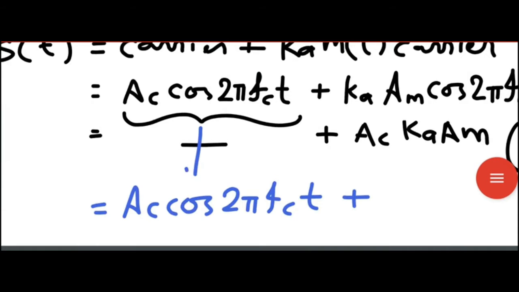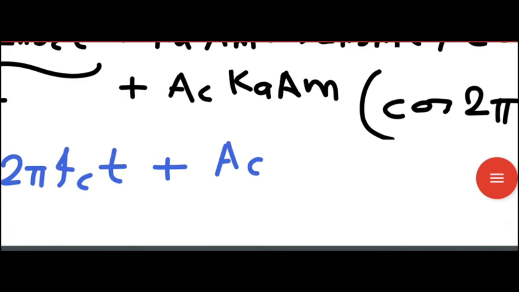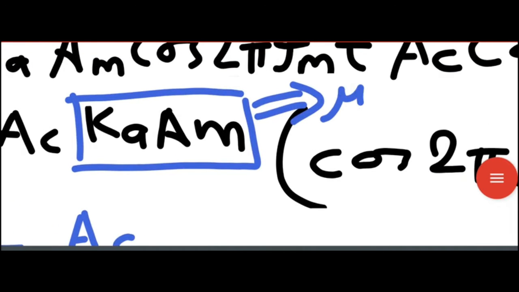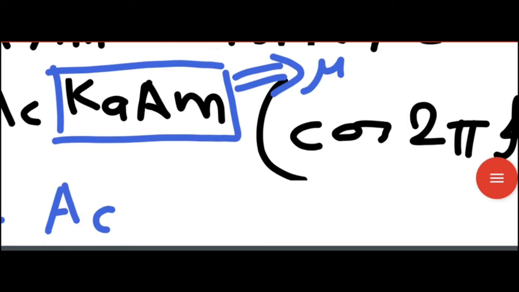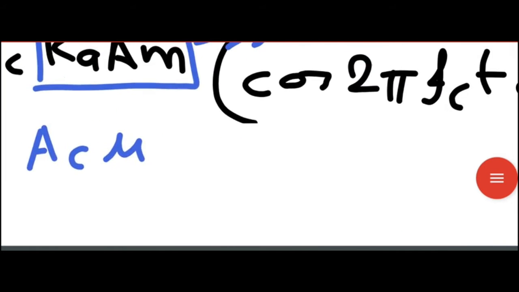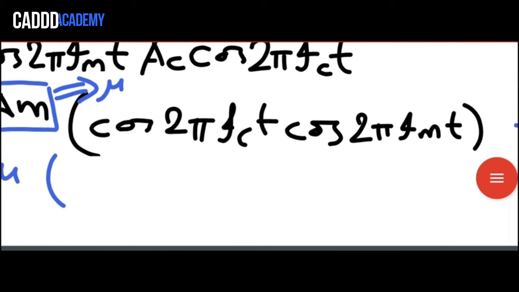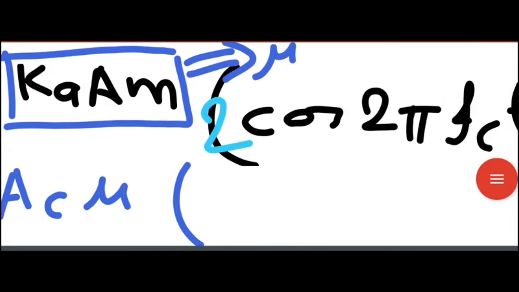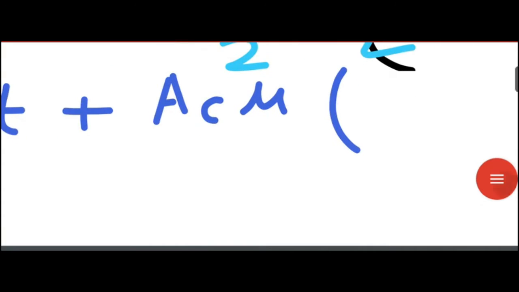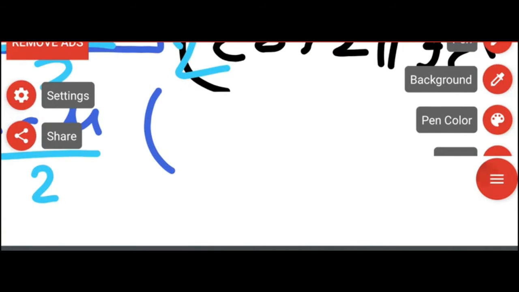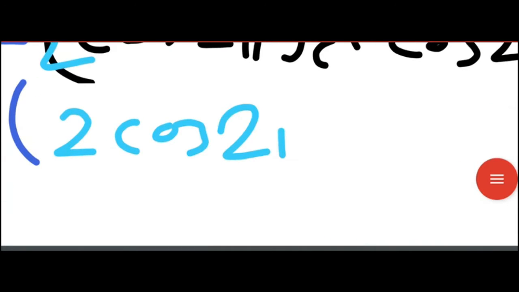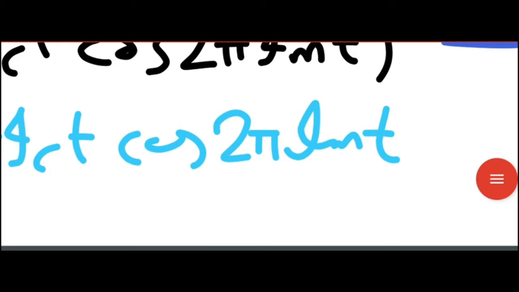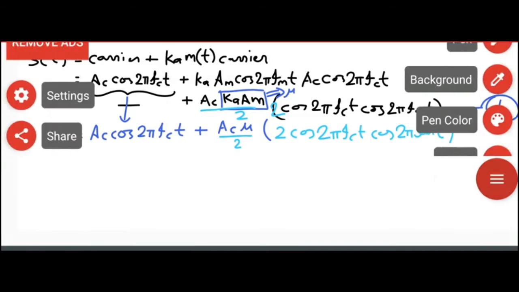plus this term as it is here, plus AC, and this KA Am is known as the modulation index and represented by mu. So this KA Am is mu, and we will write here. Now inside we have cos 2 pi fc t, cos 2 pi fm t. Now we will multiply here with 2 and divide this equation by 2. So we will have here 2 cos 2 pi fc t cos 2 pi fm t. Now we will solve this equation.